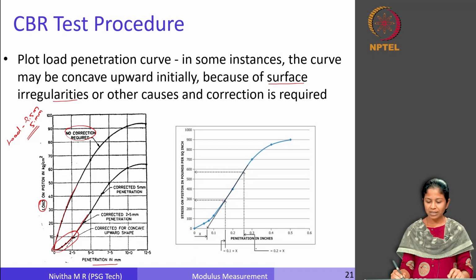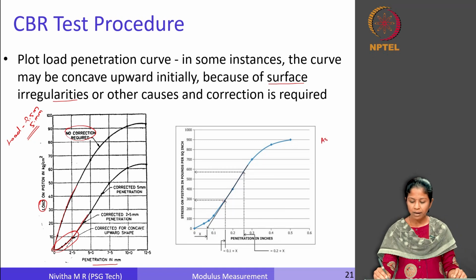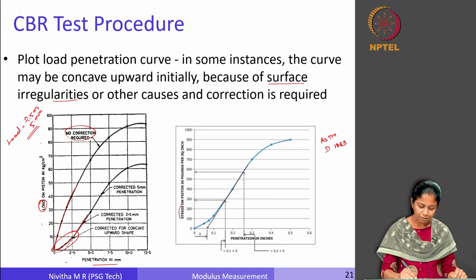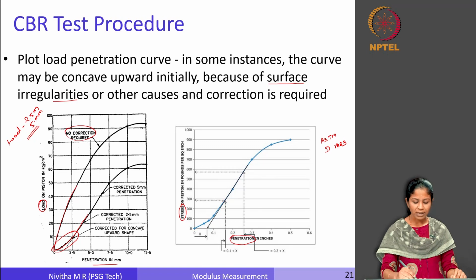Let me explain with this graph which is from ASTM D1883. Again, you should note that they have plotted a stress versus penetration plot. This stress is nothing but they have divided the load by the area of the piston, and that is how they got the stress. And this is penetration, you should mind the units, it is in inches, right.